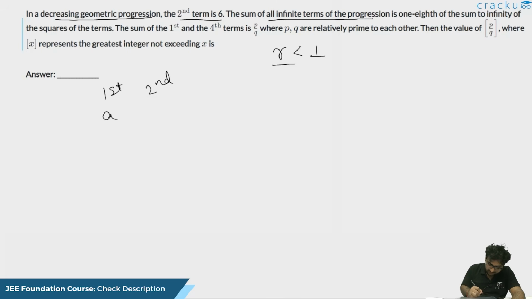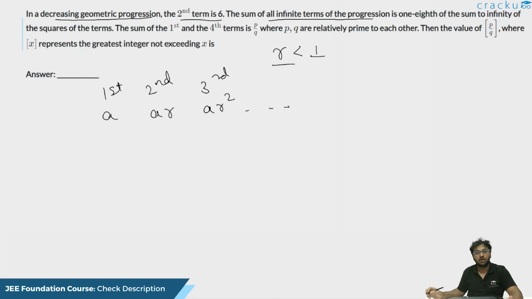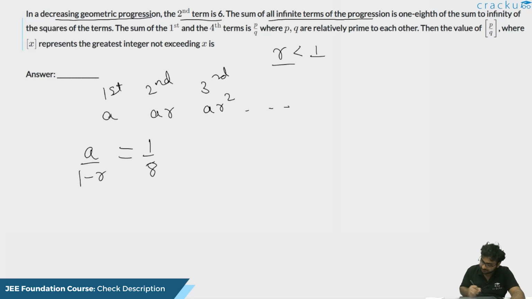So second term would be what? AR. Third would be what? AR square. And so on. Okay. Where R is the common ratio and A is the first term. If sum of all infinite terms of this progression. So sum of infinite term of decreasing GP is what? A upon 1 minus R is equal to 1/8 of sum of infinity of the square of terms.